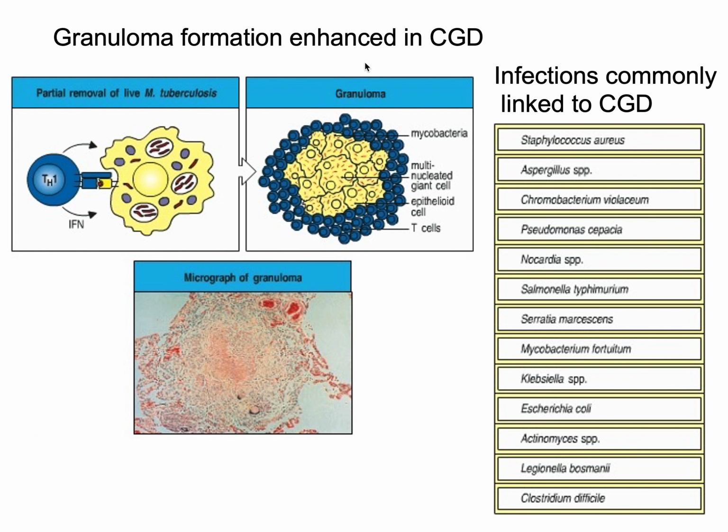Well, in chronic granulomatous disease, there's a whole variety of infections that now induce the formation of these granulomas because the phagolysosome is defective and is unable to clear these pathogens. And so these susceptibilities are actually quite severe.